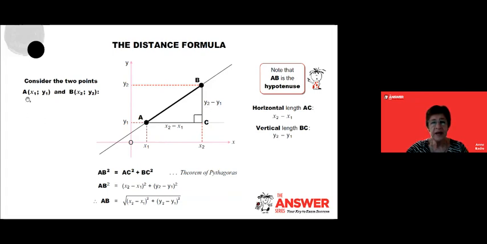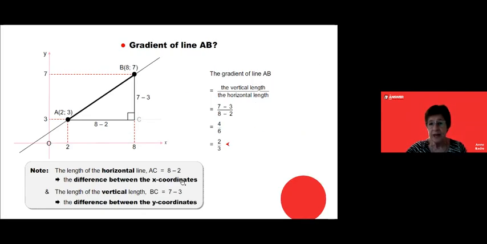So if the coordinates of A and B are x1, y1, x2, y2, then we can understand the vertical length is y2 minus y1, and the horizontal length is x2 minus x1, and we can then completely easily conclude the formula for the distance. And the gradient similarly, also again become acquainted and do it with just the numbers.